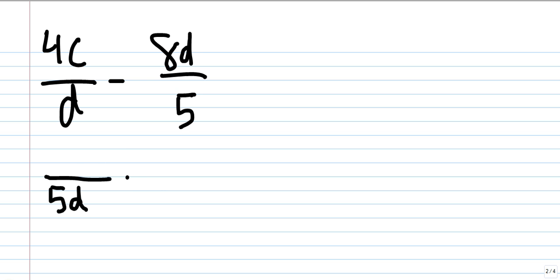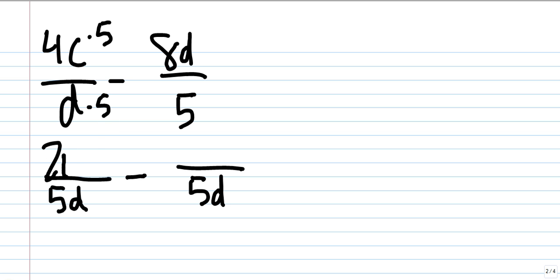So I have something over 5D minus something over 5D. Let's figure out what goes on top. D times what is 5D? 5, right. Which means I have to multiply 4C times 5. 4C times 5 is 20C. 5 times D is 5D, so I have to multiply the top times D. 8D times D is 8D squared.